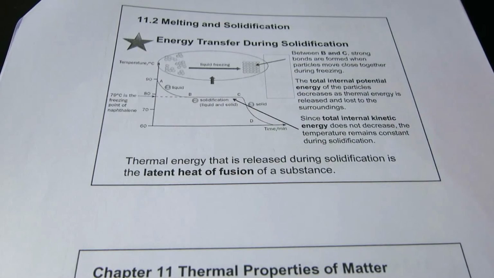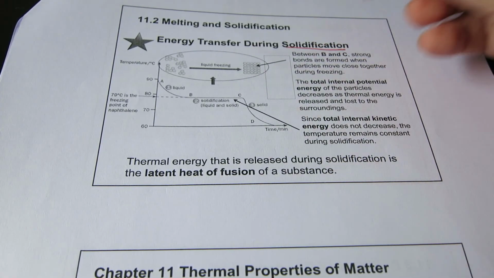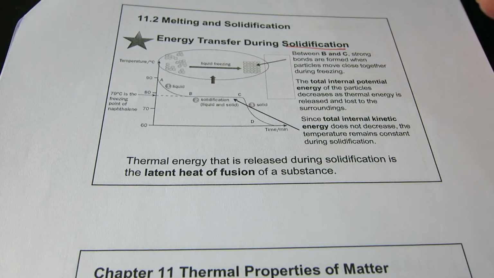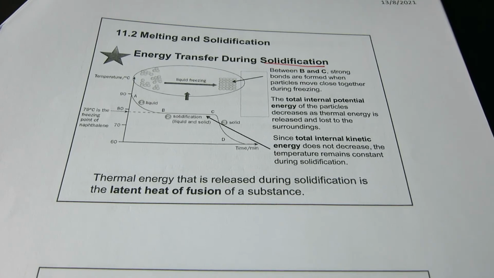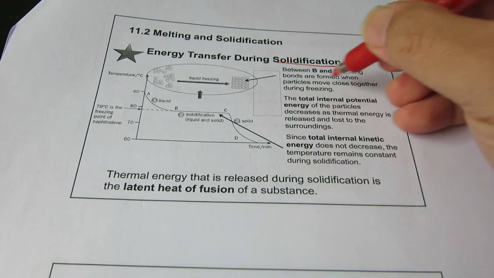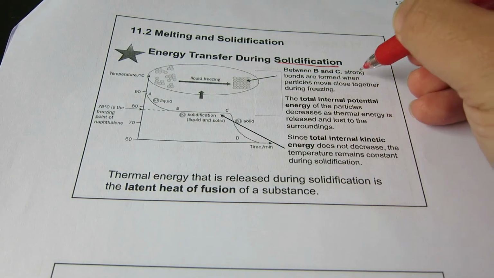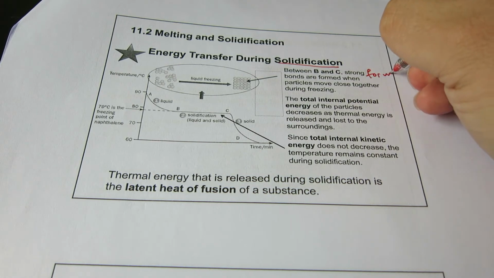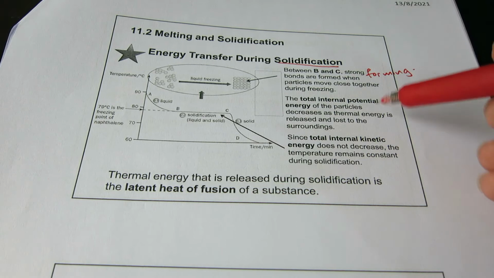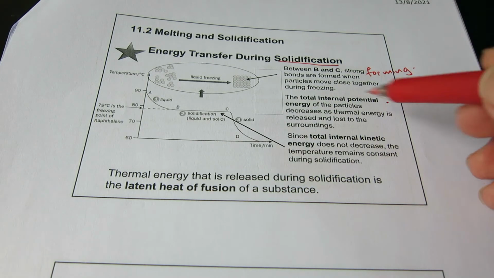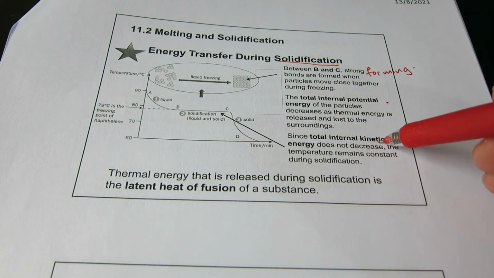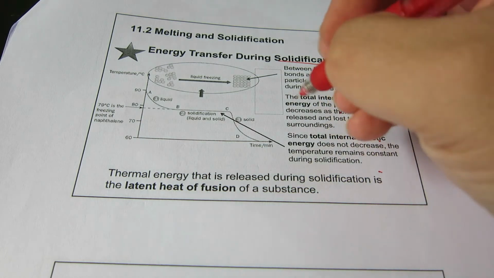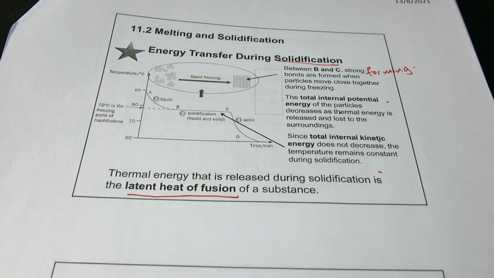I won't explain this because it's literally the same as the melting process. Solidification is just the opposite of the melting process. So instead of overcoming the intermolecular forces of attraction, it is now forming intermolecular forces of attraction. So again, total internal potential energy decreases, with no change in KE, which is why the temperature remains constant. Alright, so the thermal energy that is released is again called the latent heat of fusion.